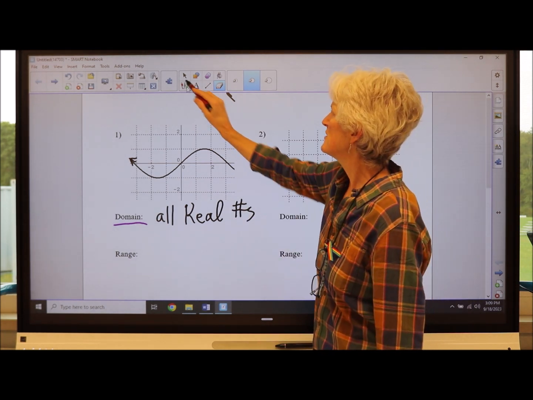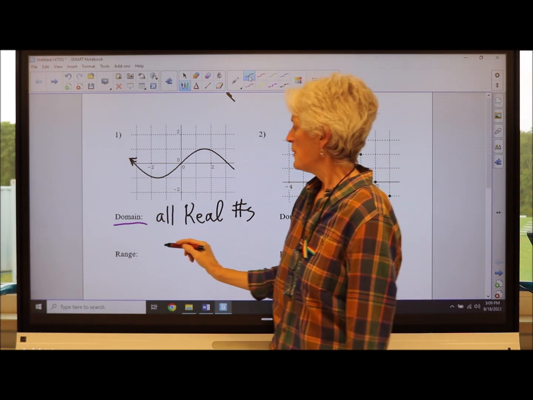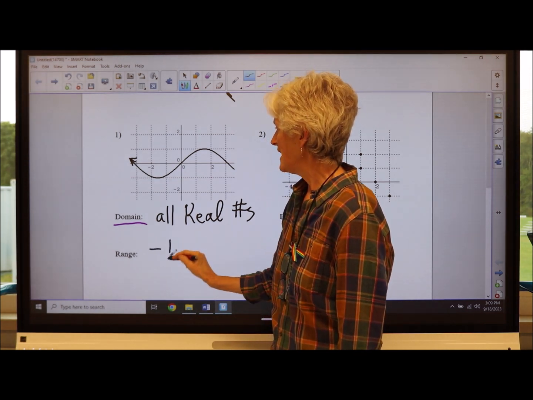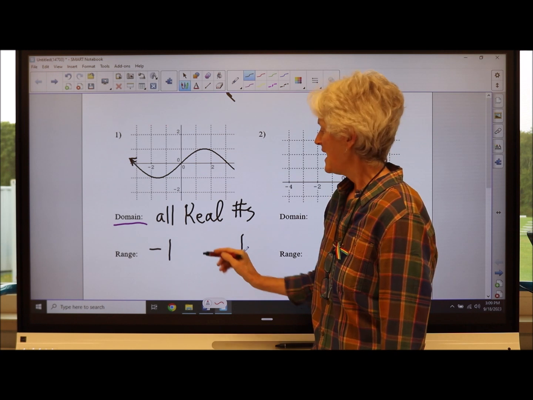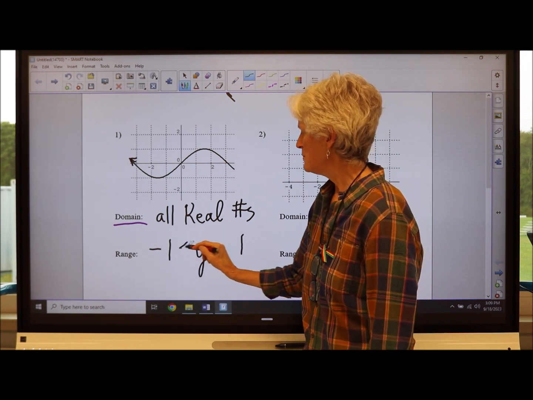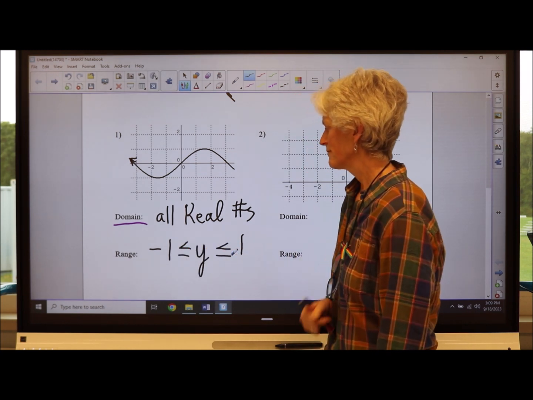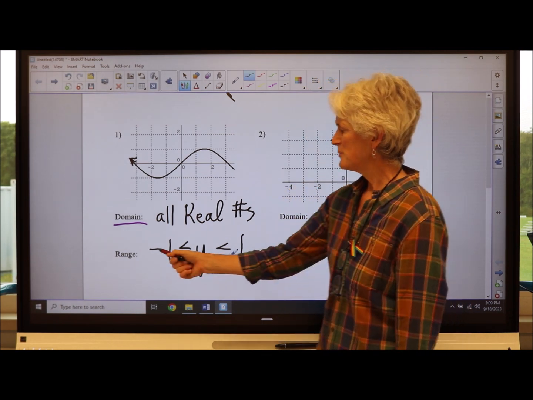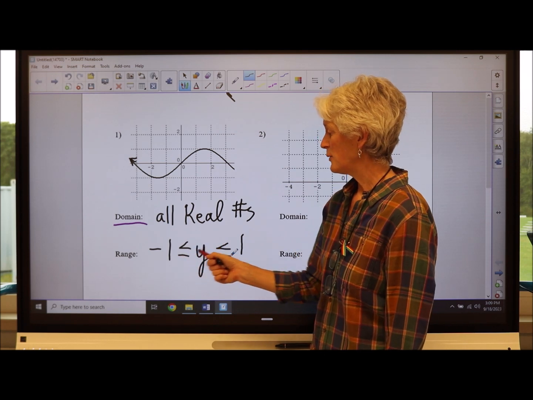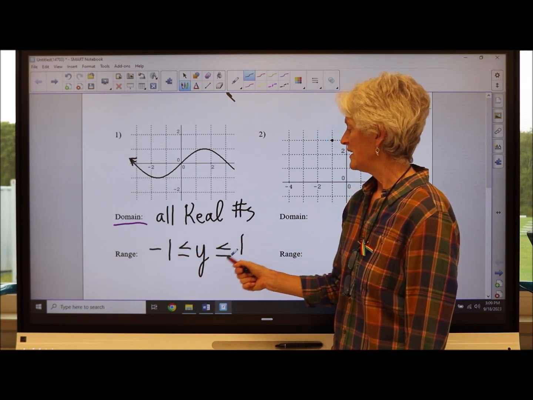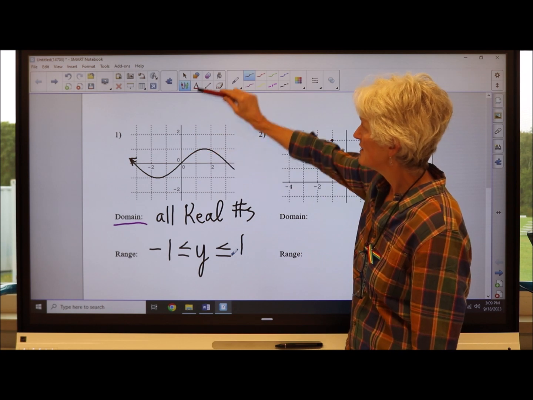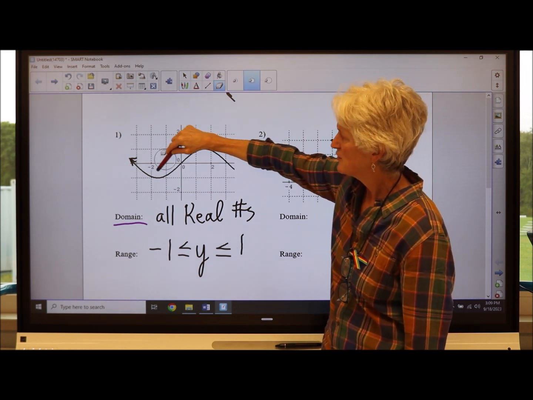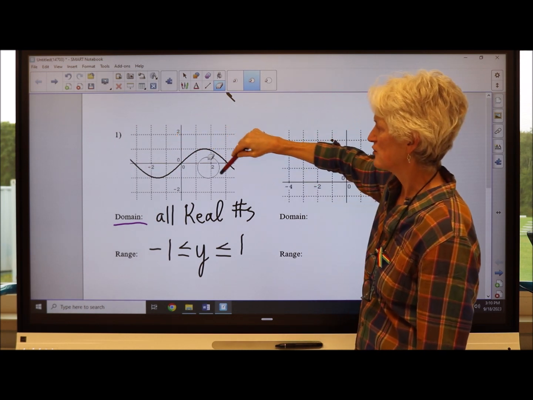Now we're going to talk about different ways we can notate this, but one way to notate this is to say, okay, I go from negative 1 to positive 1, and my y value is in between those. You've probably seen this notation before in algebra. This means negative 1 is less than or equal to y, which is less than or equal to 1. It means only these y values from negative 1 up to positive 1 get to play in this function.